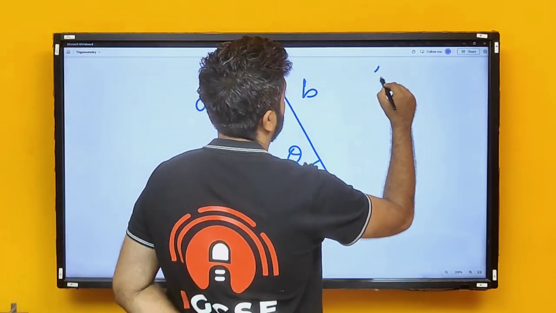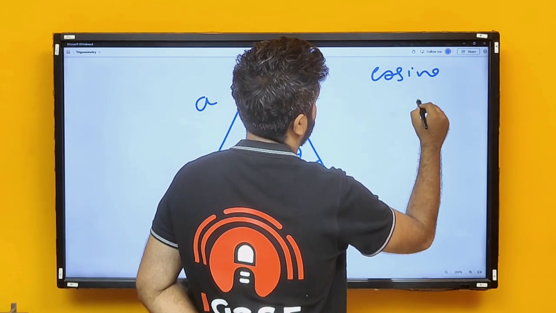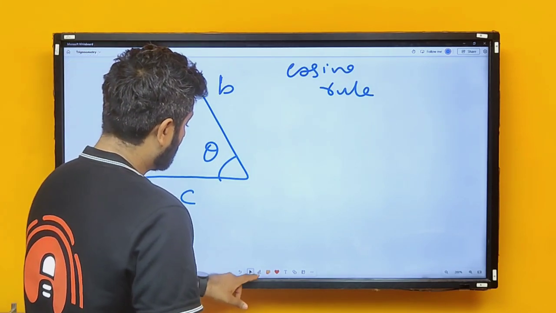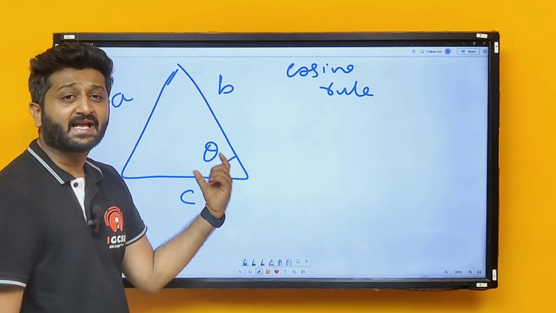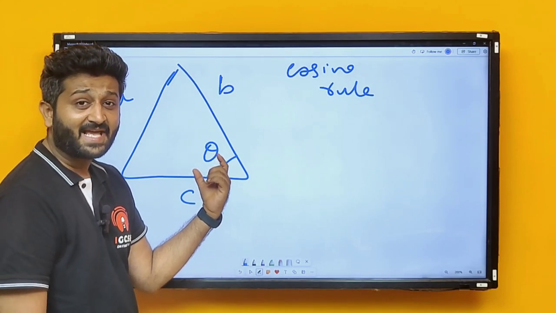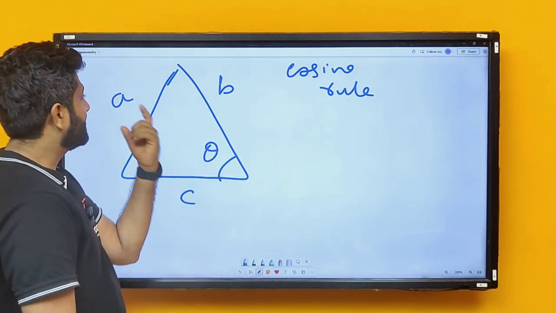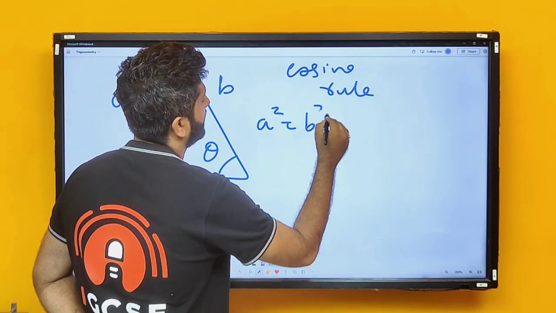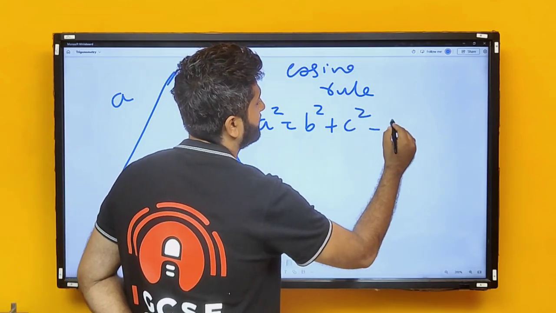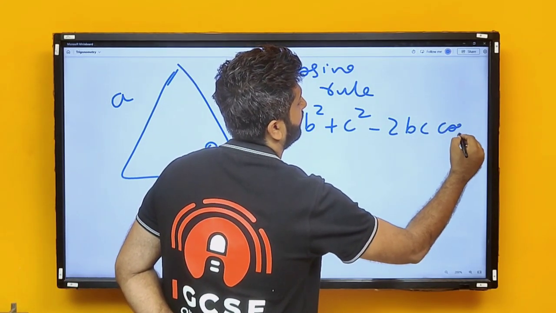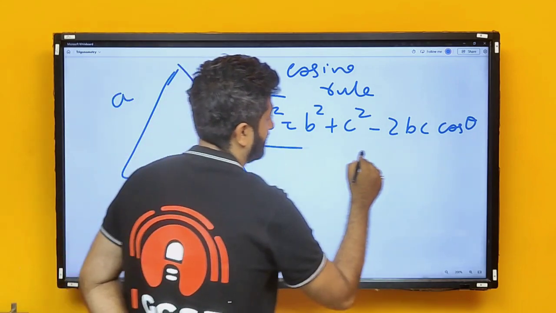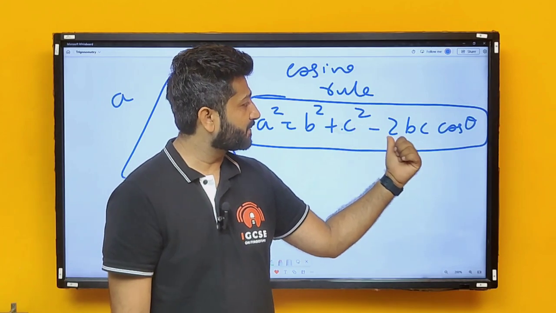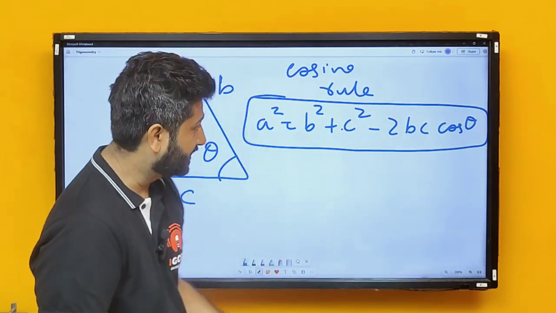So here we use cosine rule. Now what does cosine rule say? Cosine rule says, let's say I want to find this angle theta, and the side opposite to this angle is A. So the rule says A square equals B square plus C square minus 2 times BC cos theta. This is what my cosine rule says. A square equals B square plus C square minus 2 BC cos theta.